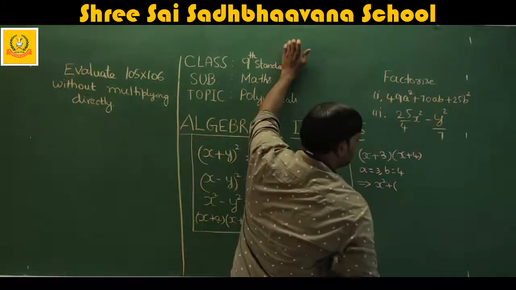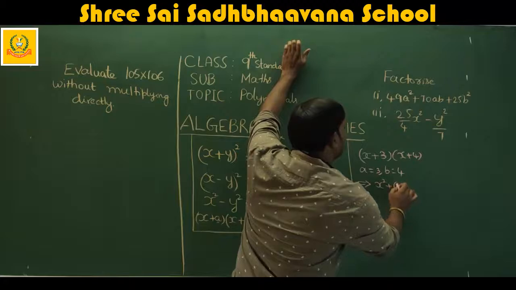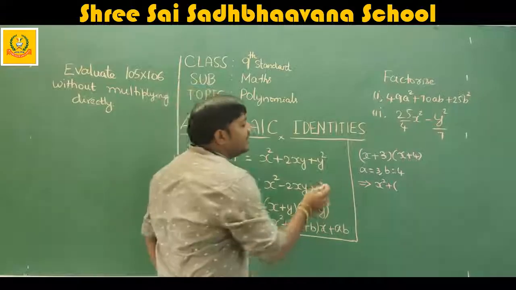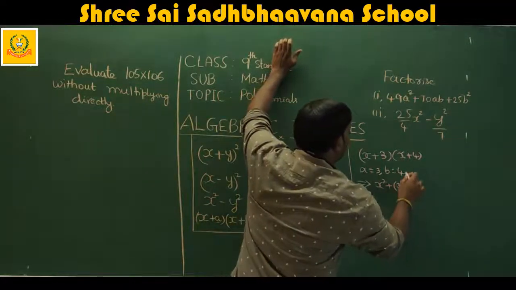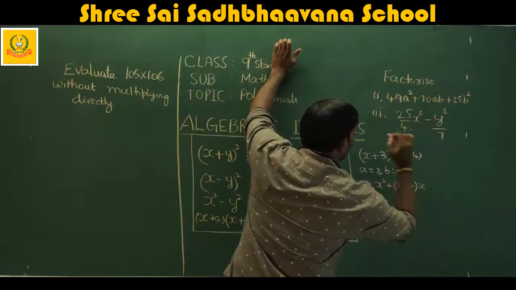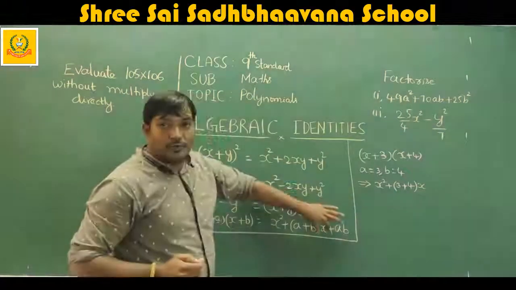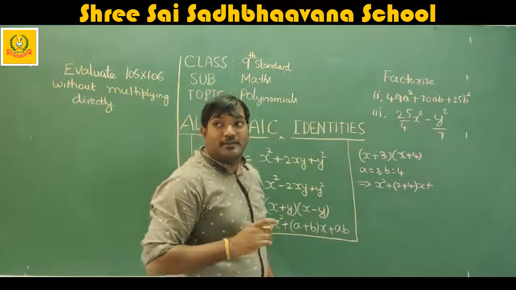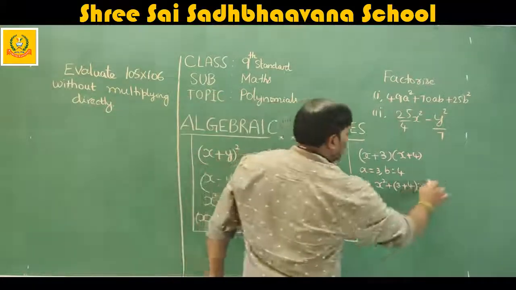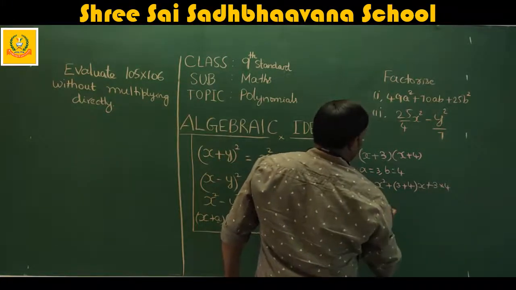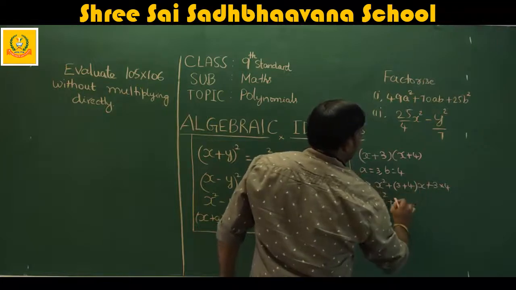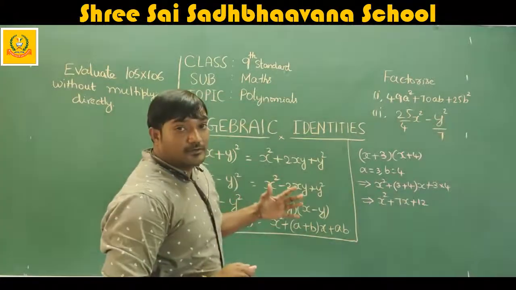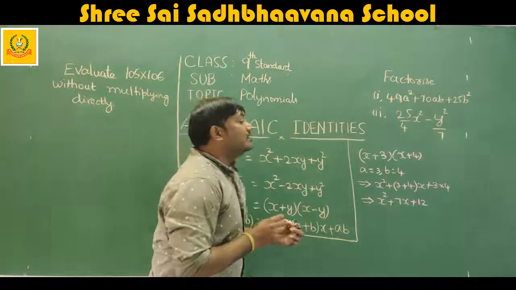So x square, got it. x square plus a plus b. What is the next term we have? a plus b into x. What is a here? a is 3, b is 4, into x. Correct? Plus a into b. What is a into b here? 3 into 4. So what do you get? x square plus 4 plus 3, 7, so 7x, plus 4 into 3, 12. So what is the answer you got? x square plus 7x plus 12.